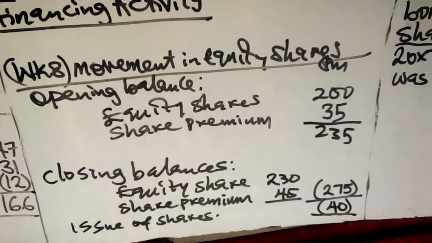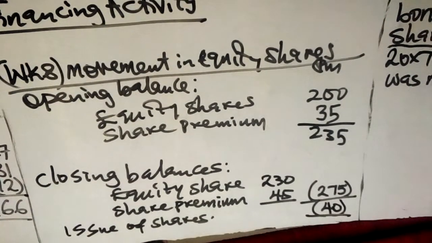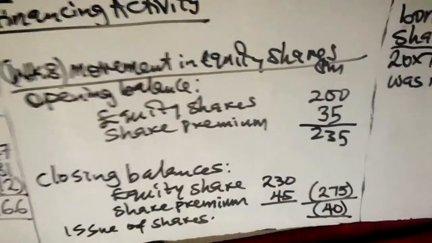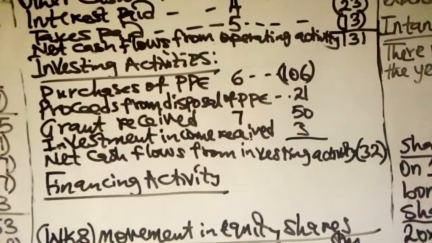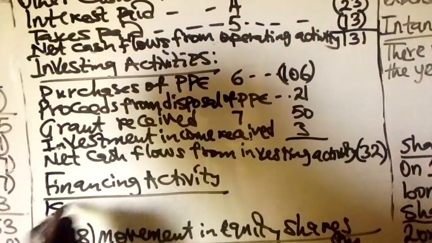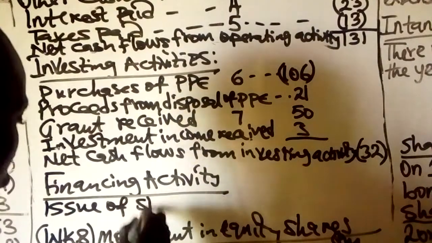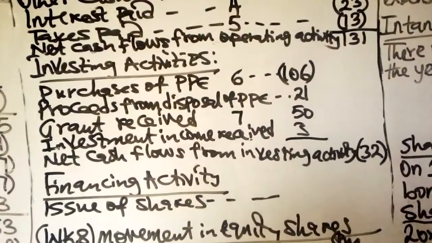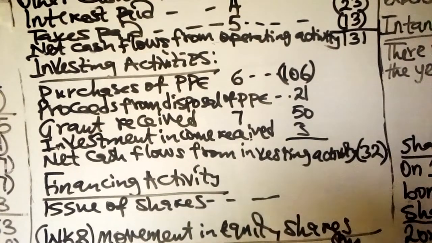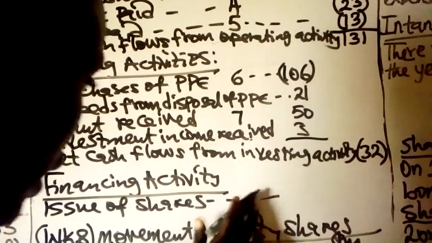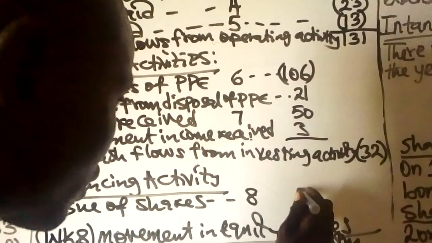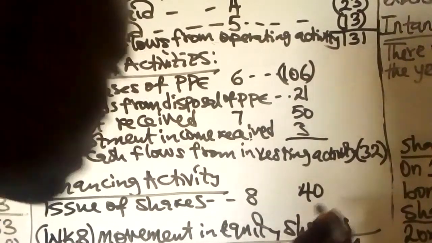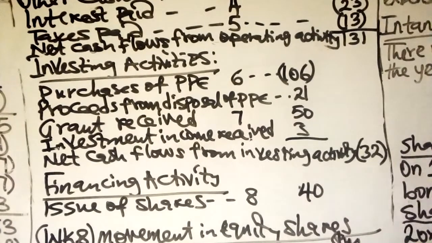Then you are going to include that as financing activity. We have issue of shares, that is issue of shares of 40. That is note 8: 40.